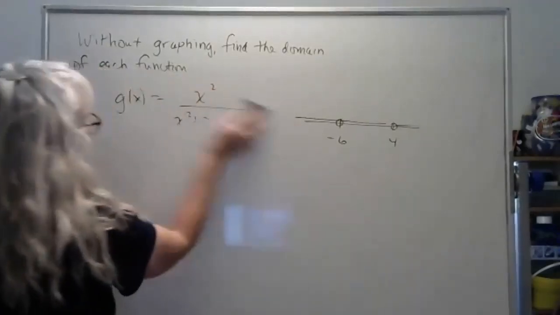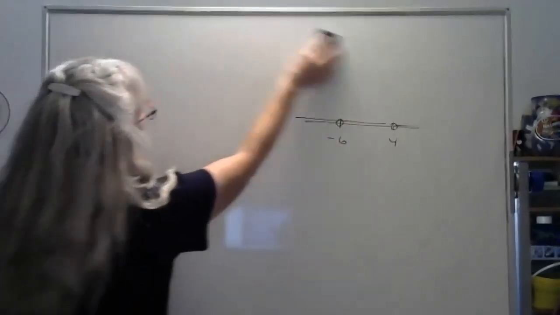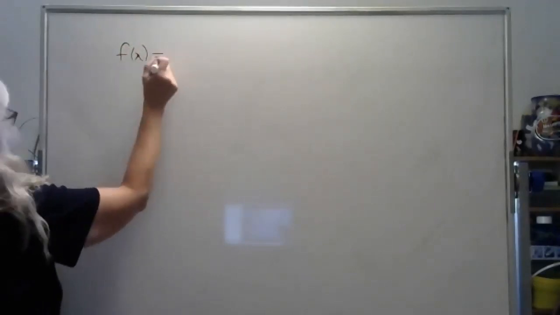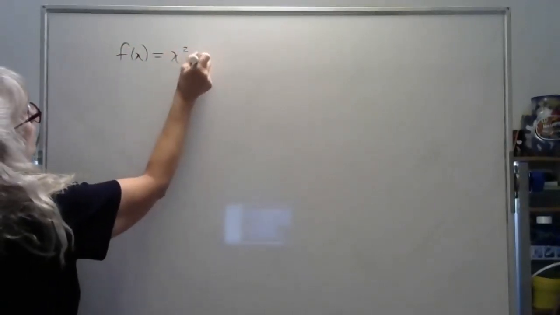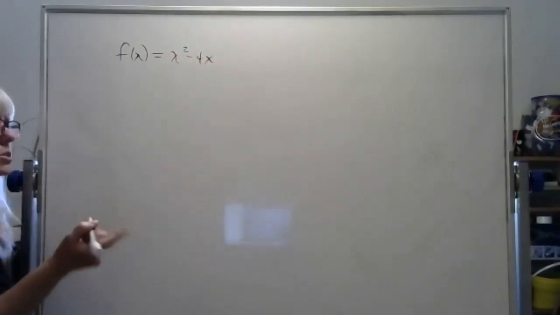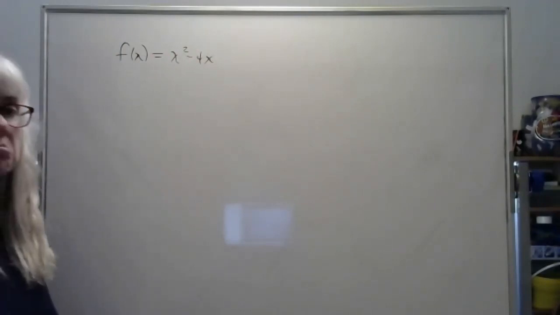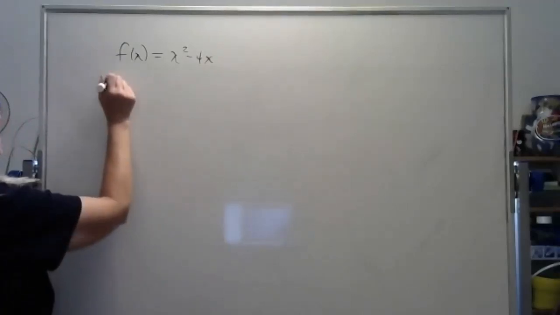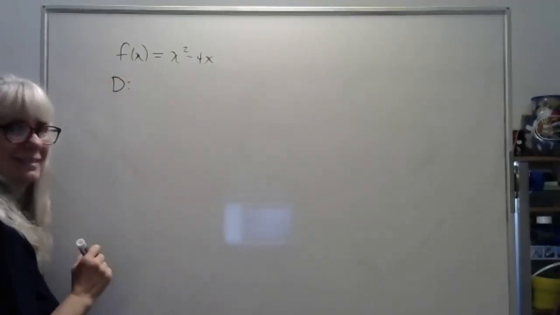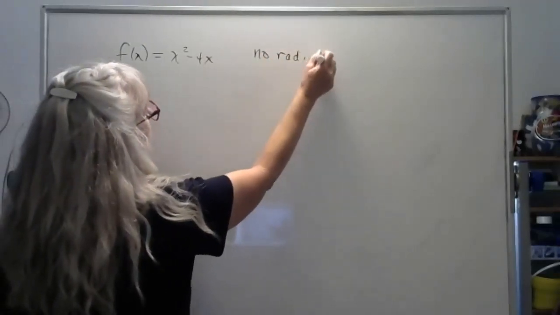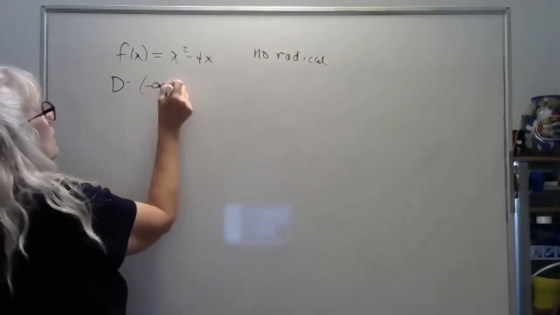Okay, there's one more on problem 3. And that is something like, what if I gave you f of x is equal to x squared minus 4x, and I want to know its domain? So same question still. Let's find the domain. Does anybody know what the domain is? Does it have a radical? Nope. It's all real numbers, right? Yeah, that's exactly it. So negative infinity to infinity.